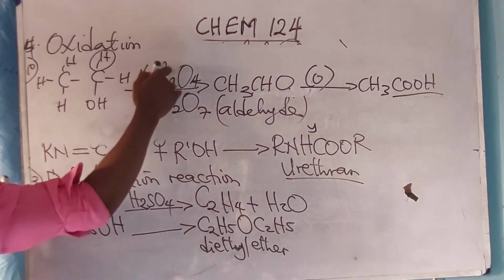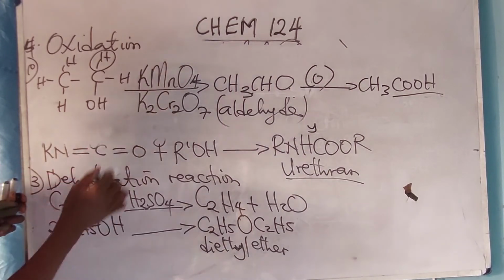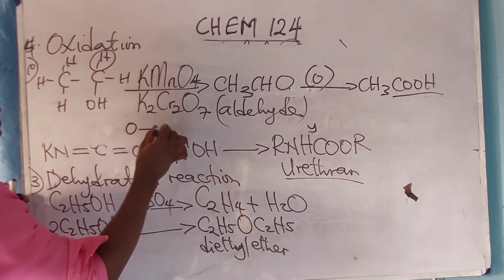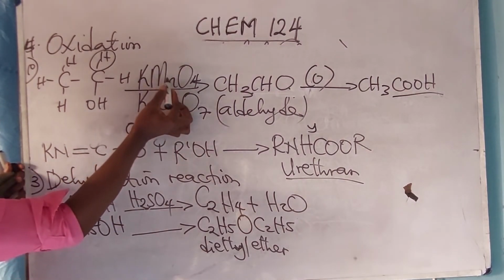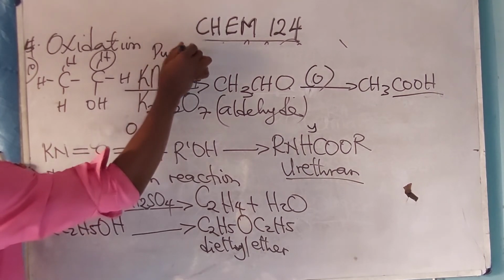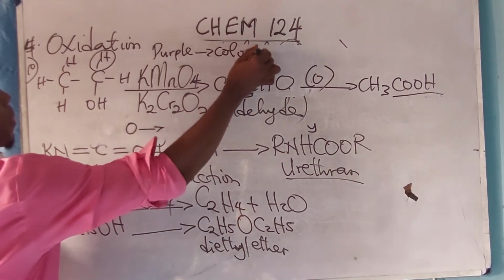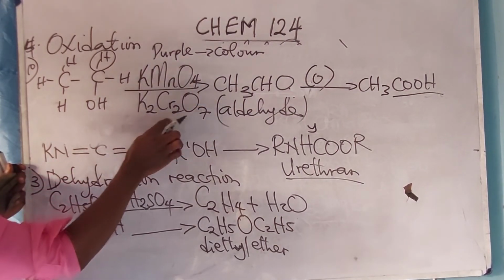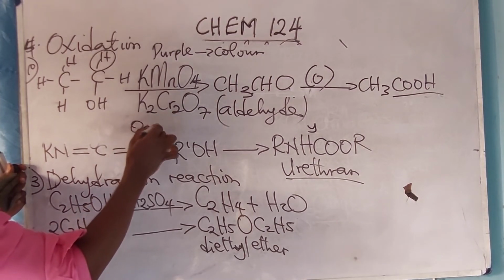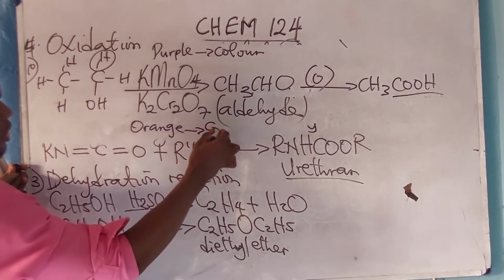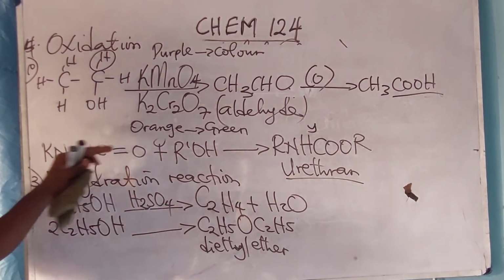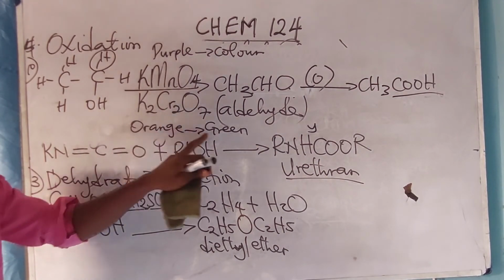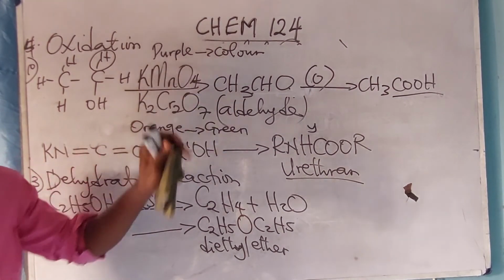Please, note the color change. Potassium permanganate changes from purple to colorless. But potassium heptaoxodichromate changes from orange to what? Green. Take note of that too. These oxidizing agents will change: this one from orange to green, and this one from purple to colorless. Take note of that.